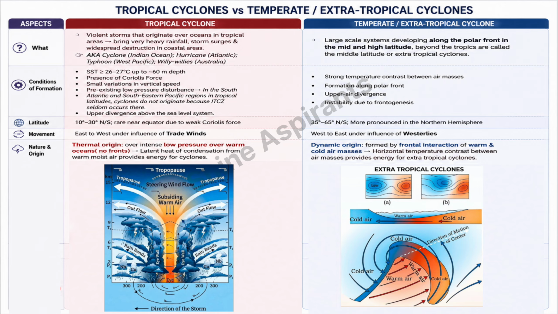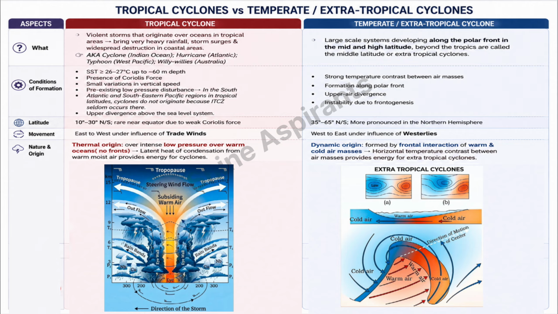Instability due to frontogenesis. Latitude 35 degrees to 65 degrees N/S, more pronounced in the northern hemisphere. Movement: west to east under the influence of westerlies. Nature and origin: dynamic origin, formed by frontal interaction of warm and cold air masses.